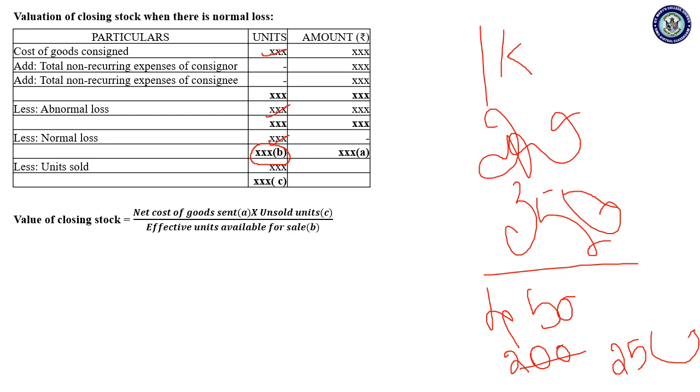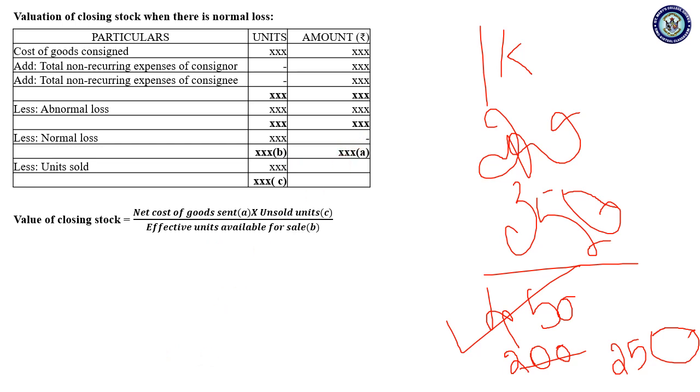That is the format. The format which is given there, the same format. You have deducted abnormal loss and normal loss, you get B. What is B? The number of units available for sale. These are the units still in hand. From that, if you deduct the sold units, this is the closing units, that is, unsold units. And for unsold units, we have to calculate the amount.